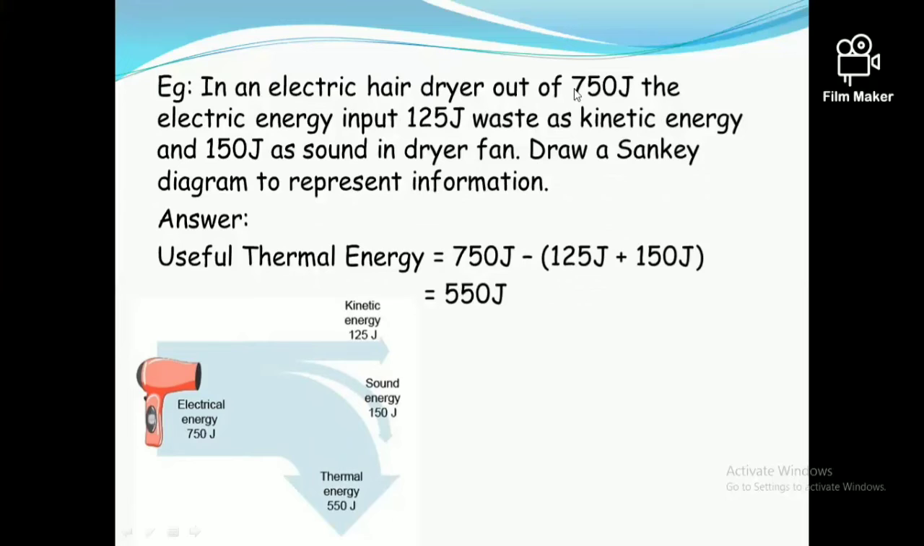Let's go back to the question. In an electric hair dryer, out of 750 joules of electrical energy input, 125 joules is wasted as kinetic energy and 150 as sound in the dryer fan. Draw the Sankey diagram to represent this. So the initial input is 750, 125 is wasted as kinetic energy, and 150 as sound. So the rest is how much? The rest is 550. So you can draw the Sankey diagram proportional to 750, 125, 150, and 550.